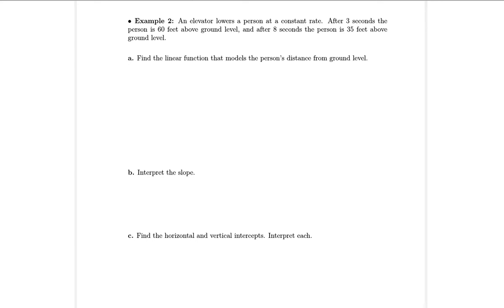All right, so we're looking at an elevator. After 3 seconds, a person is 60 feet above ground level. After 8 seconds, a person is 35 feet above ground level. All right, so we're given these 2 pieces of information. I'm guessing I can turn that into 2 ordered pairs. So find the linear function that models the person's distance from ground level.